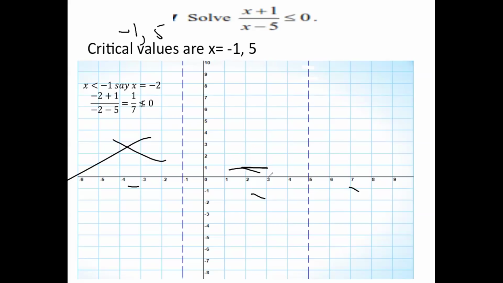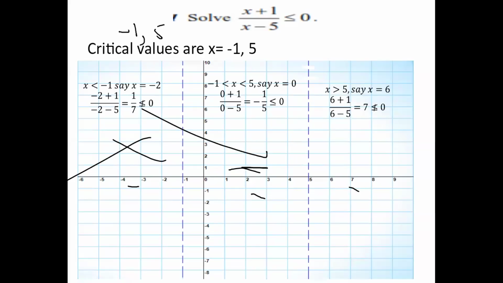We go between -1 and 5 now. So we take 0. We let 0 be representative of all the numbers between there. Put it in the inequality and it works. Well, that tells you that yes, the numbers between -1 and 5 satisfy the inequality. And then we try the other part now. Try a number greater than 5. We take 6 and we put it in the inequality and we get 7. And 7 is not less than 0. Therefore, the numbers greater than 5 do not satisfy the inequality.